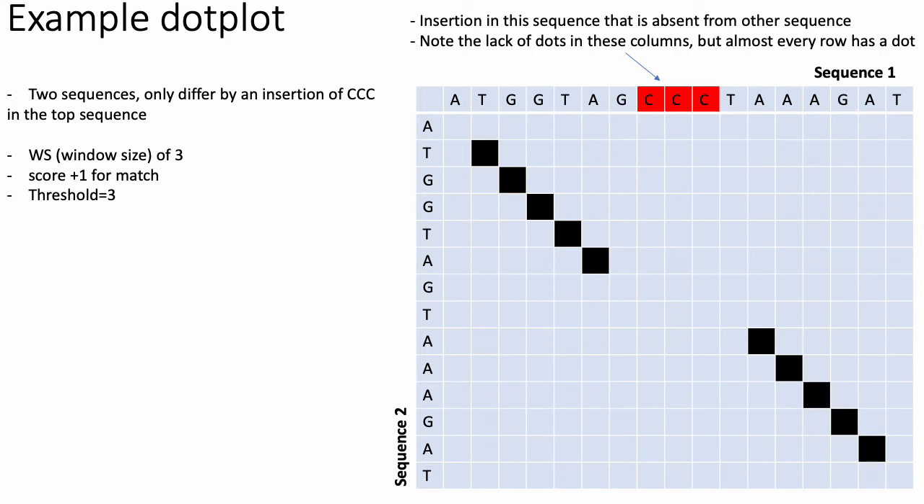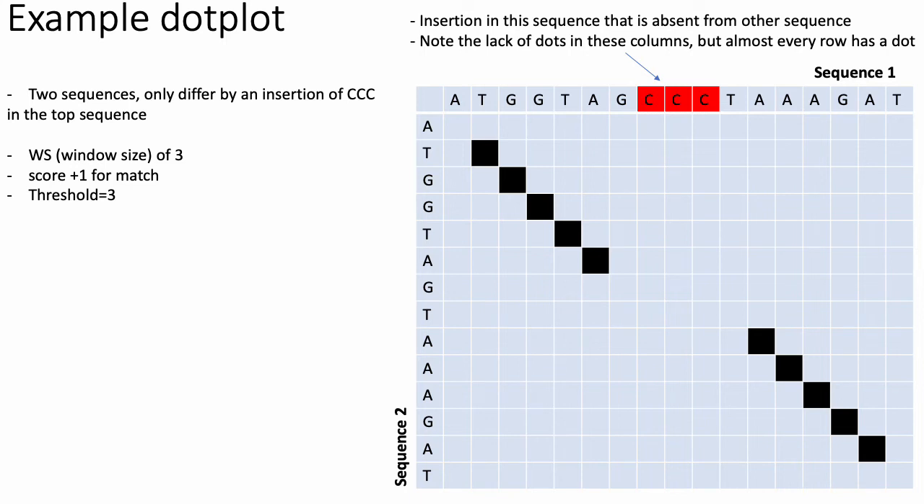But one of the most important features of this dot plot is that for the 3 bases that correspond to the insertion in sequence 1, you'll notice that there's no dot in those corresponding columns. That's because the insertion in sequence 1 doesn't have any matching sequence in sequence 2, and that's why you don't see any dots in those 3 columns. On the other hand, if you look along the rows, almost every row has a dot in it, with the exception of just a few rows around the boundary of the insertion.